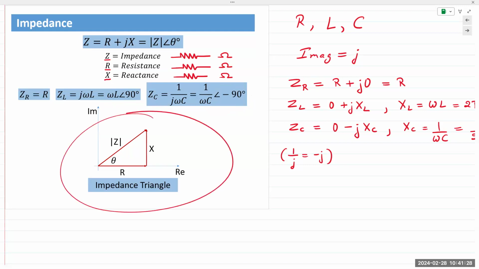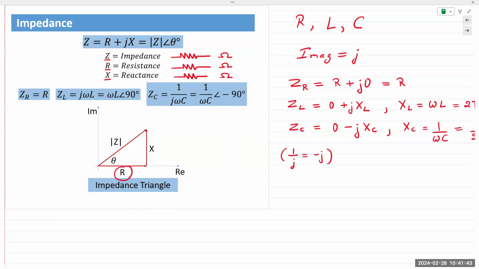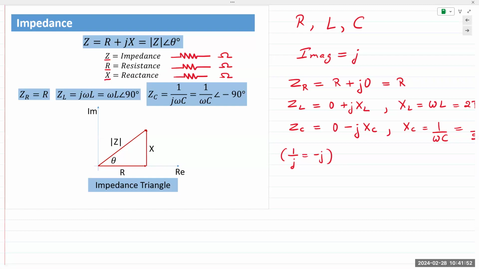It's a complex quantity. So if you plot the vector, you get what is known as an impedance triangle. Where resistor R, again, is on the real axis, reactance X is on the y-axis, and you join the two ends together, complete the triangle. You get what is known as the impedance triangle, with a length equal to the magnitude of Z with a phase angle theta.